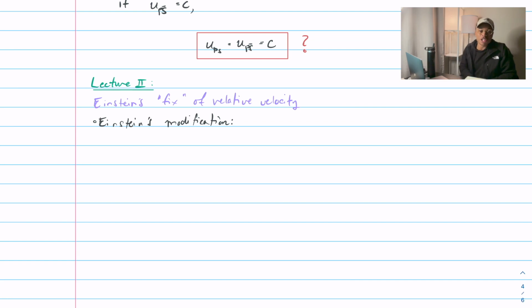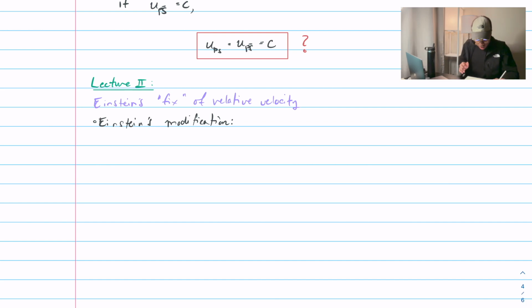Hey guys, and welcome to lecture 3 on my mini text series lecture on special relativity. We're going to continue from where we left off discussing Einstein's fix on relative velocity. We're not going to go through any rigorous derivation of how Einstein arrived at the exact equation. We're just going to state it and explain why it works and how it works. And then I have some examples that I'll walk through of how to use it.